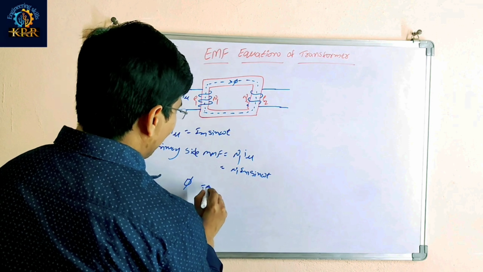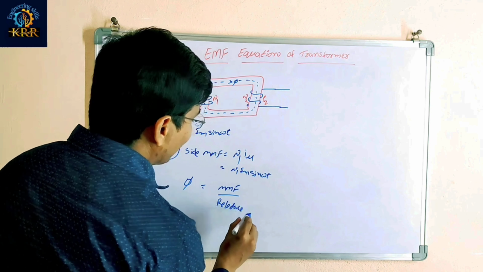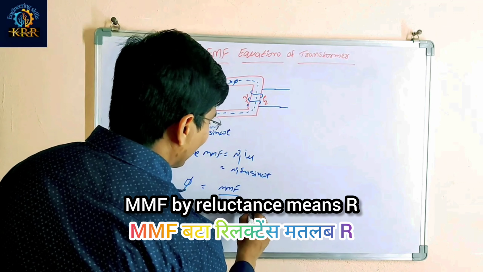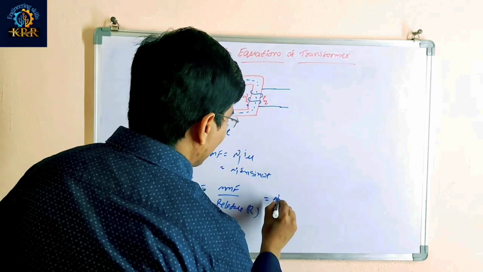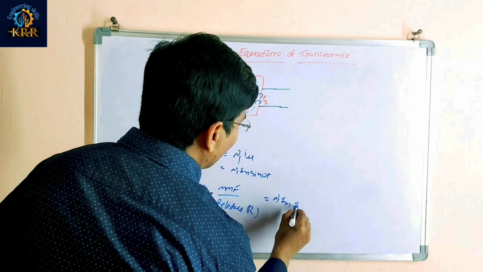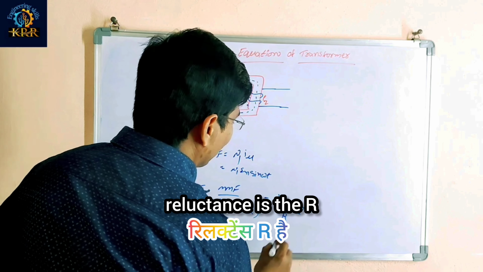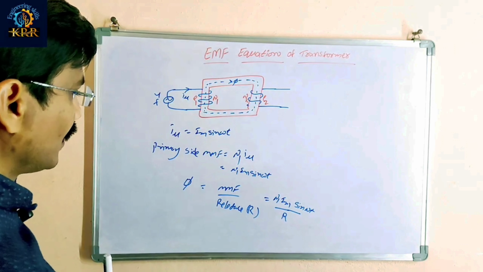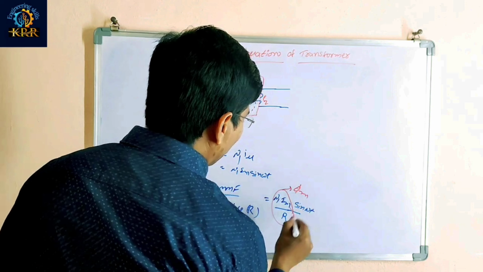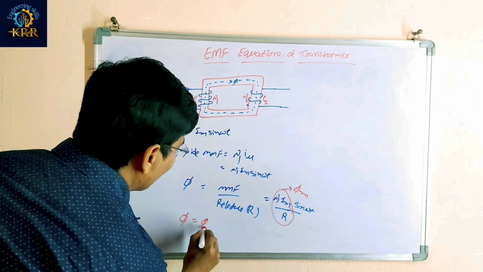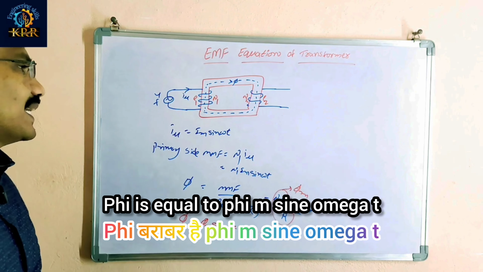Flux is equal to MMF by reluctance. MMF is N1 Im sin omega t, divided by the reluctance R. Now we will treat this as phi m. Finally, phi is equal to phi m sin omega t.